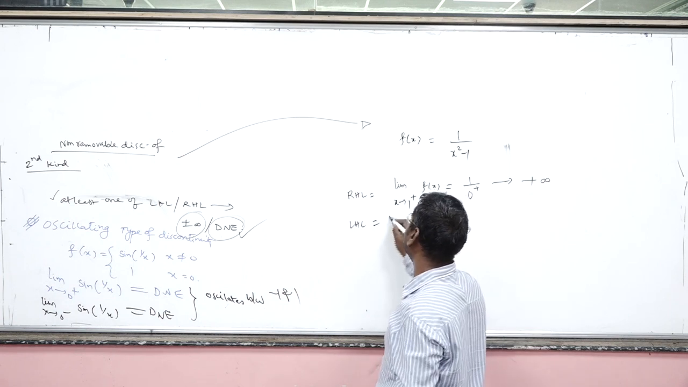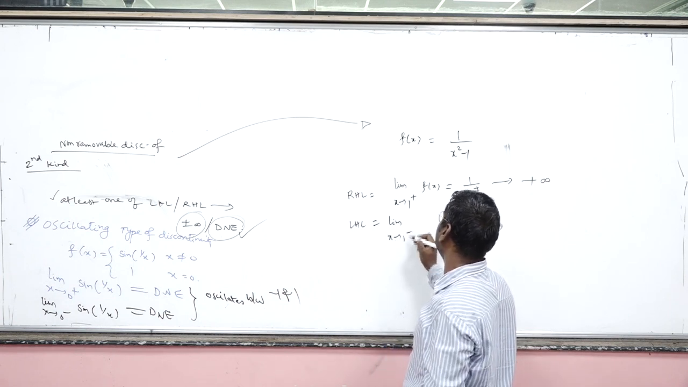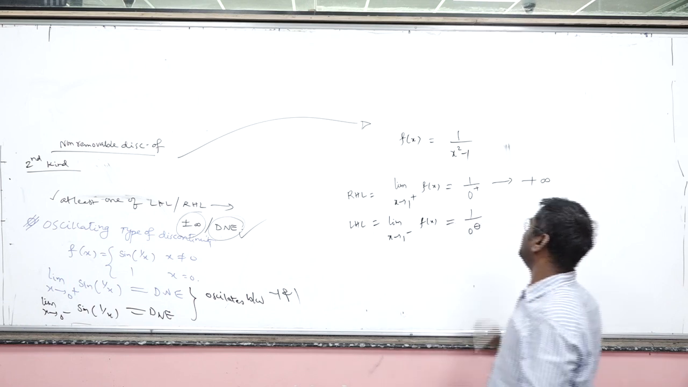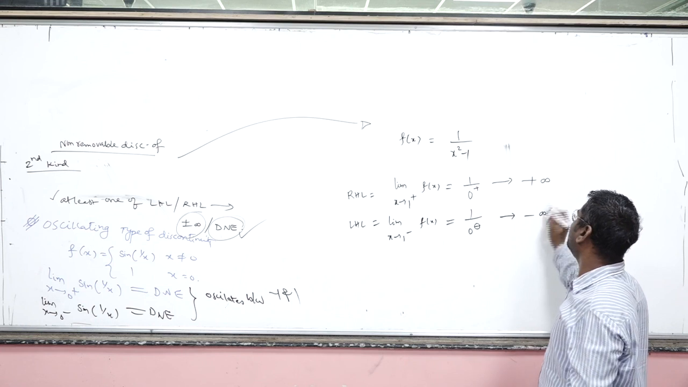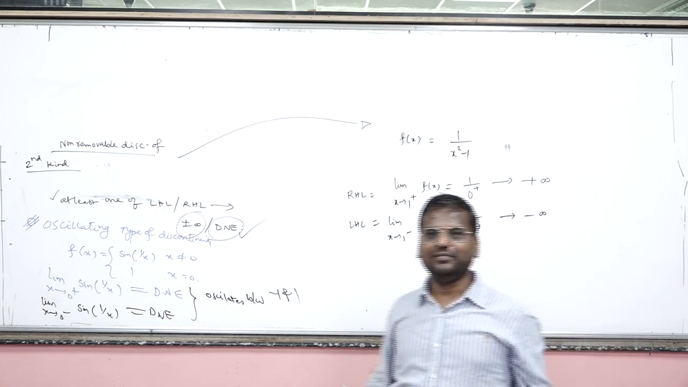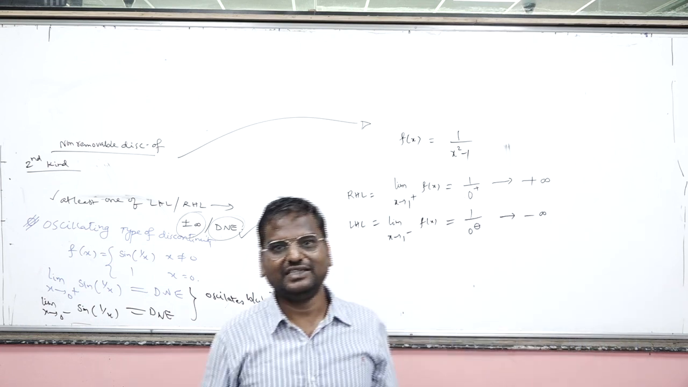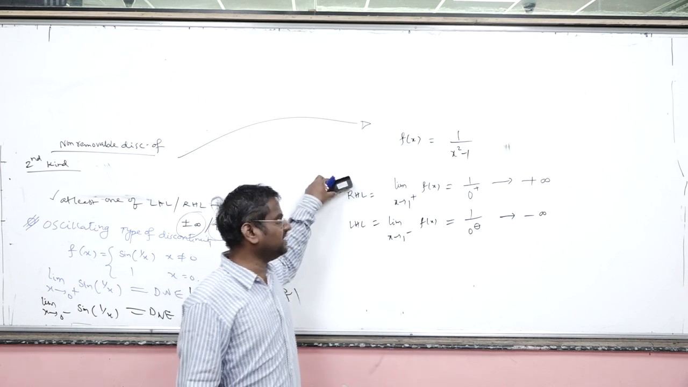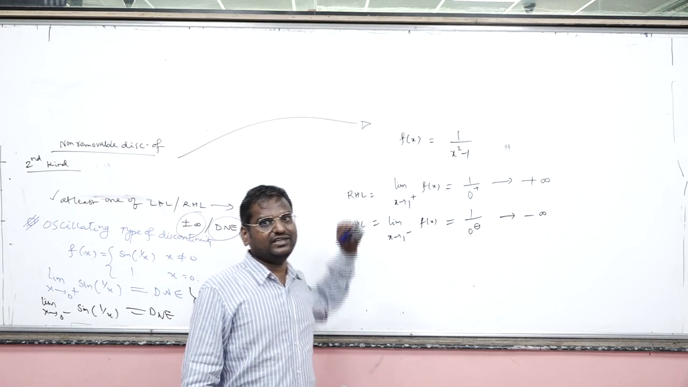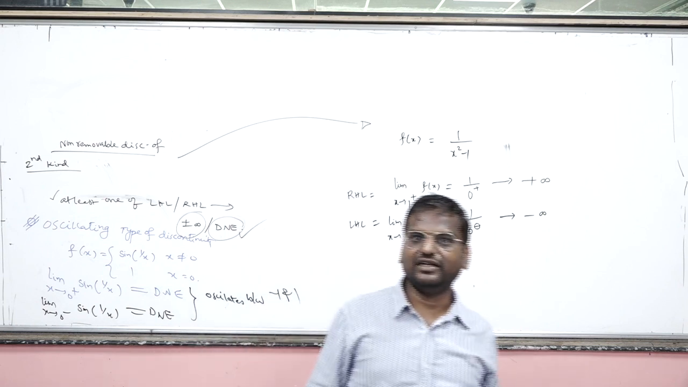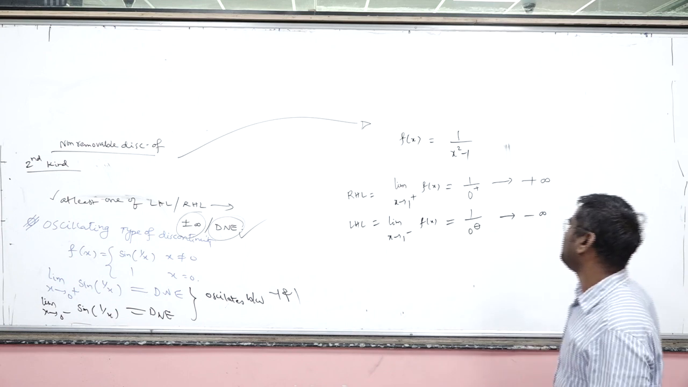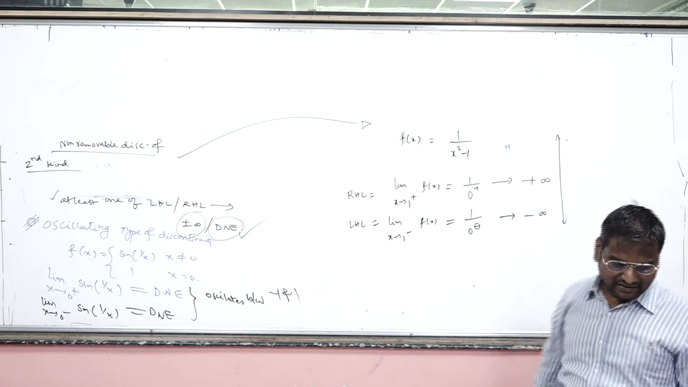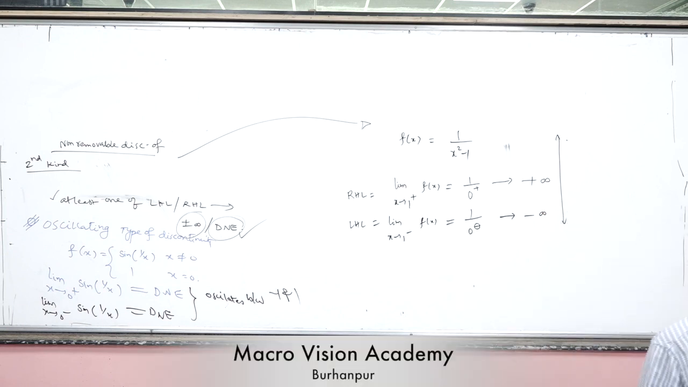Similarly, LHL also, you can see limit x tends to 1 minus f of x, that is 1 by 0 minus. So that is tending to minus infinity. So the limit does not exist, that is one thing. Second thing is it is discontinuous because one of the LHL, RHL is infinite. Here itself we can say the function is discontinuous. Infinities are not considered to be continuous because they are not real numbers. Okay, so that is one case. Discontinuity of the second kind, infinite discontinuity basically.